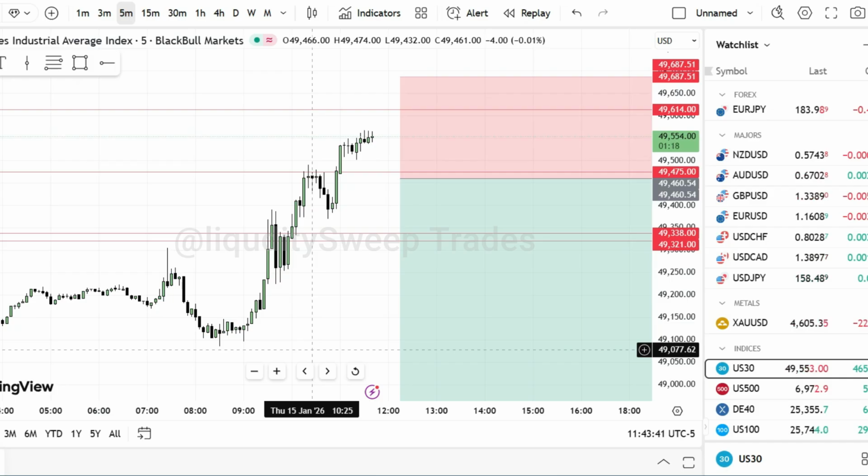So this move to the upside, I wasn't really bothered about it. I already had my stop loss to the high, and I also set my target. So it's left us to wait and let the market do its thing.